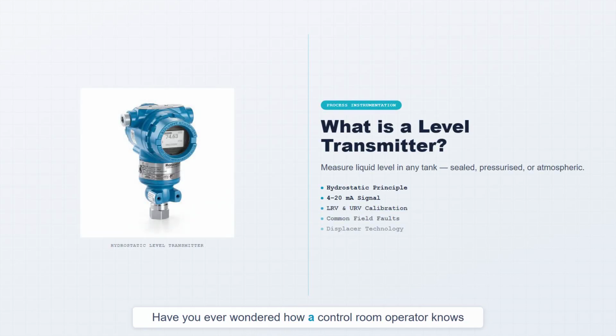Have you ever wondered how a control room operator knows the exact liquid level inside a sealed tank without ever looking at it? By the end of this video, you will understand how a level transmitter works, what signals it sends, and why it is critical to safe plant operation.